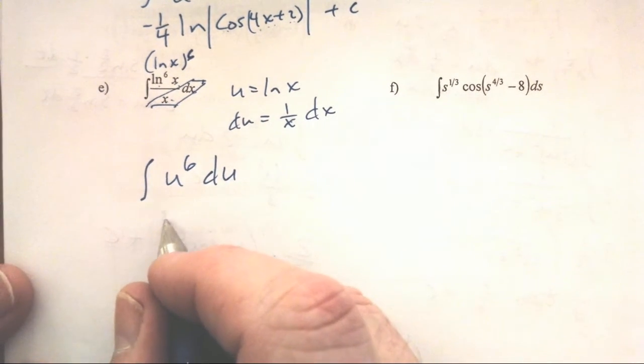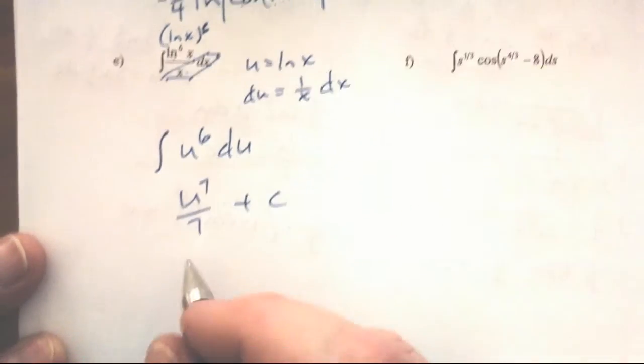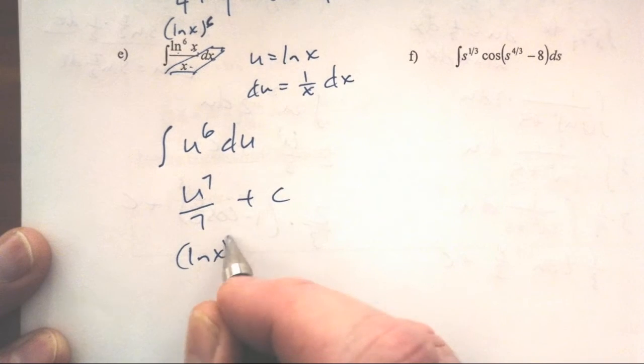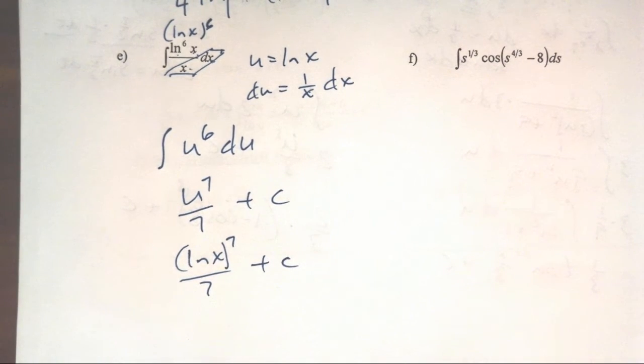So I end up with u to the 7th over 7 plus c, or (ln x) to the 7th over 7 plus c. Well, that's all right.